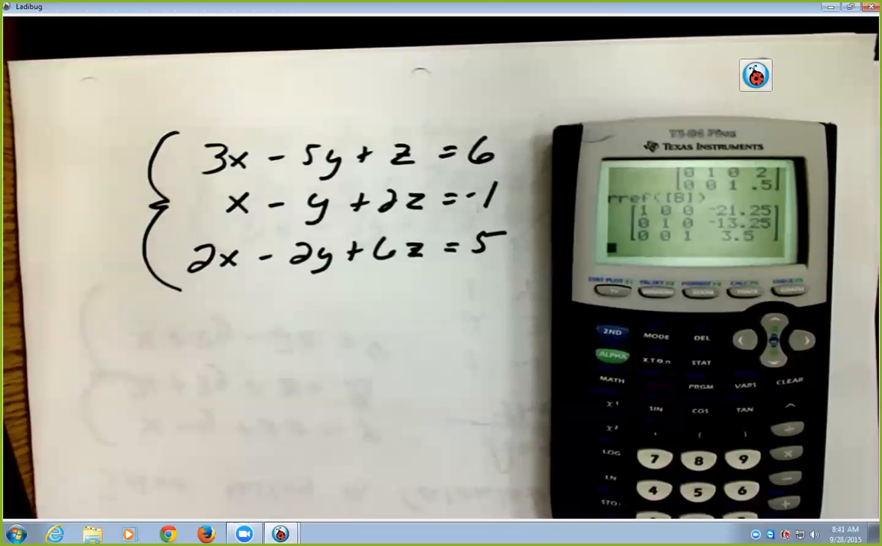Okay, let's go back, go second matrix, and go over to edit, then go down to B, and let's make sure you put it in right. So you've got 6, -1, it's a positive 5.